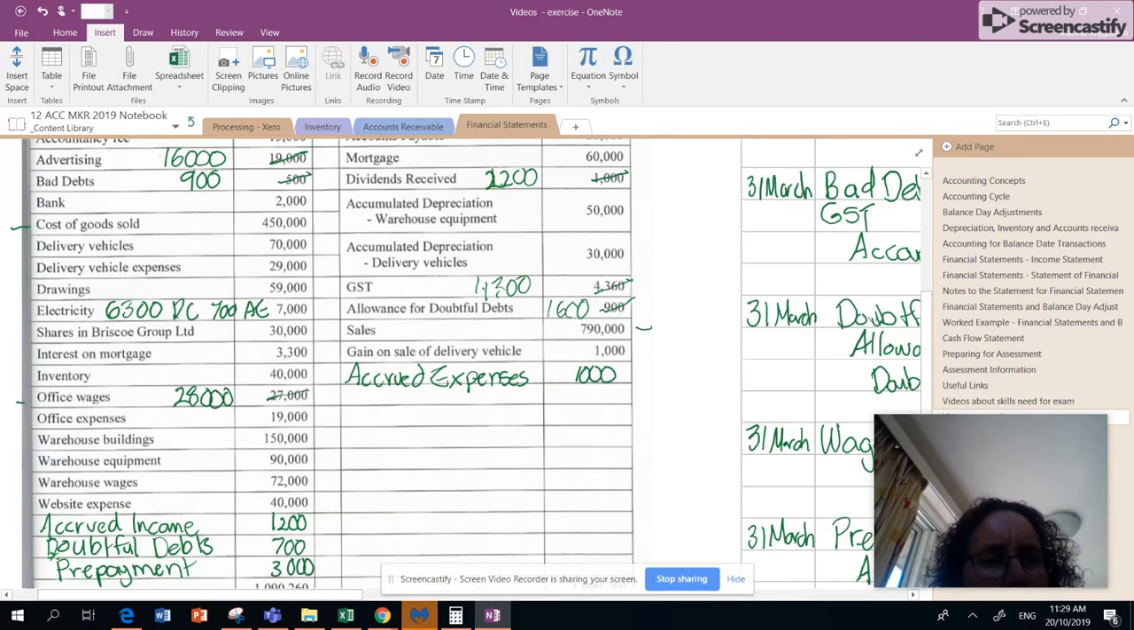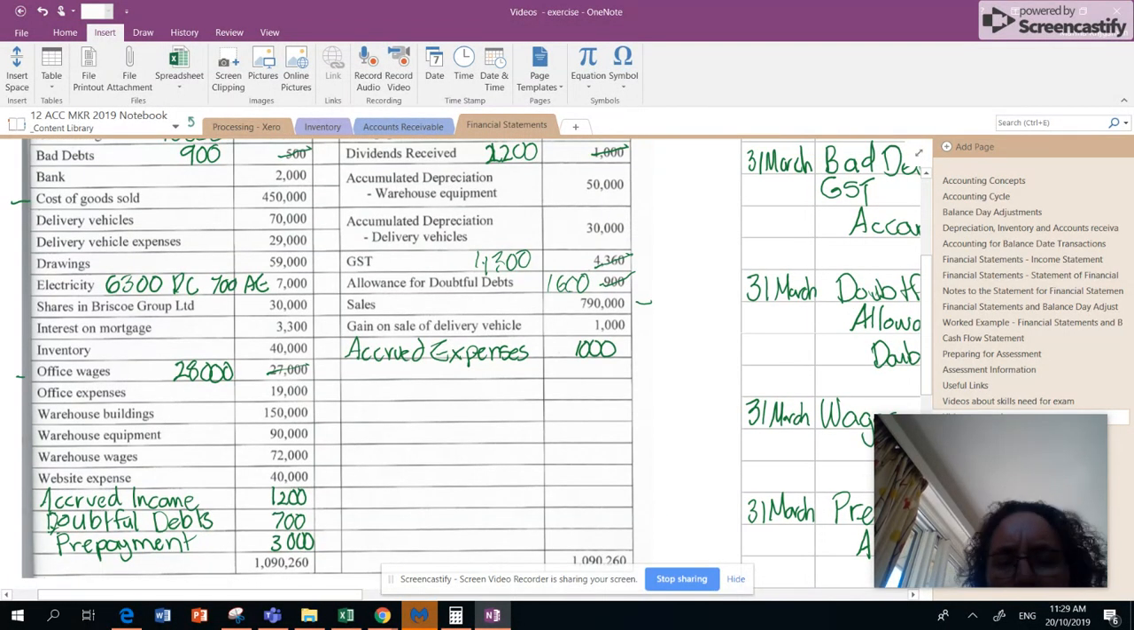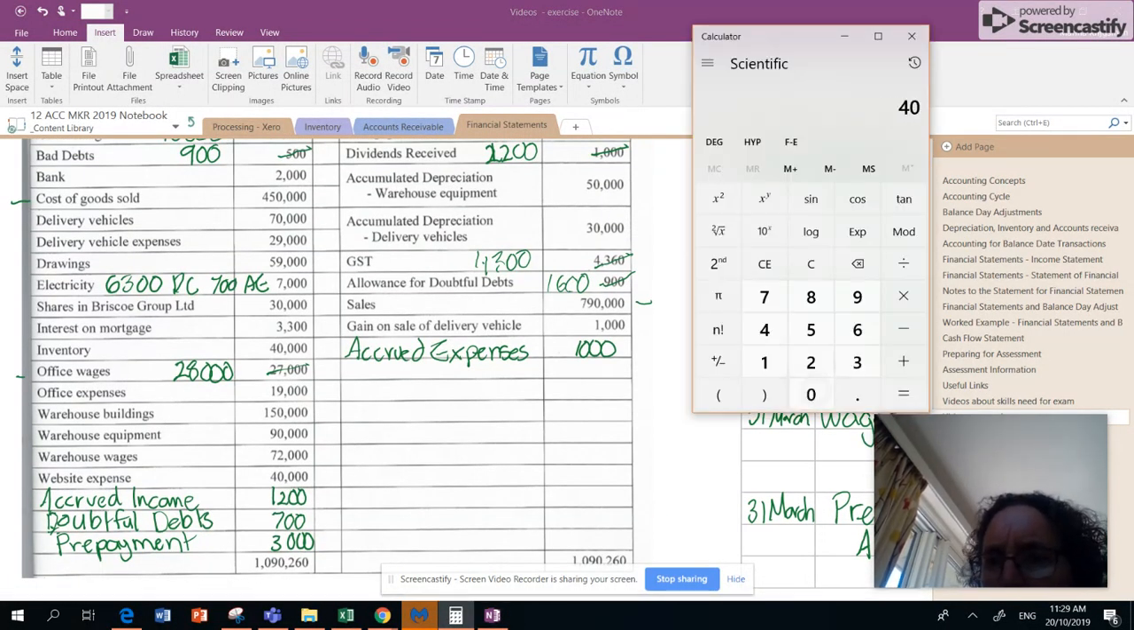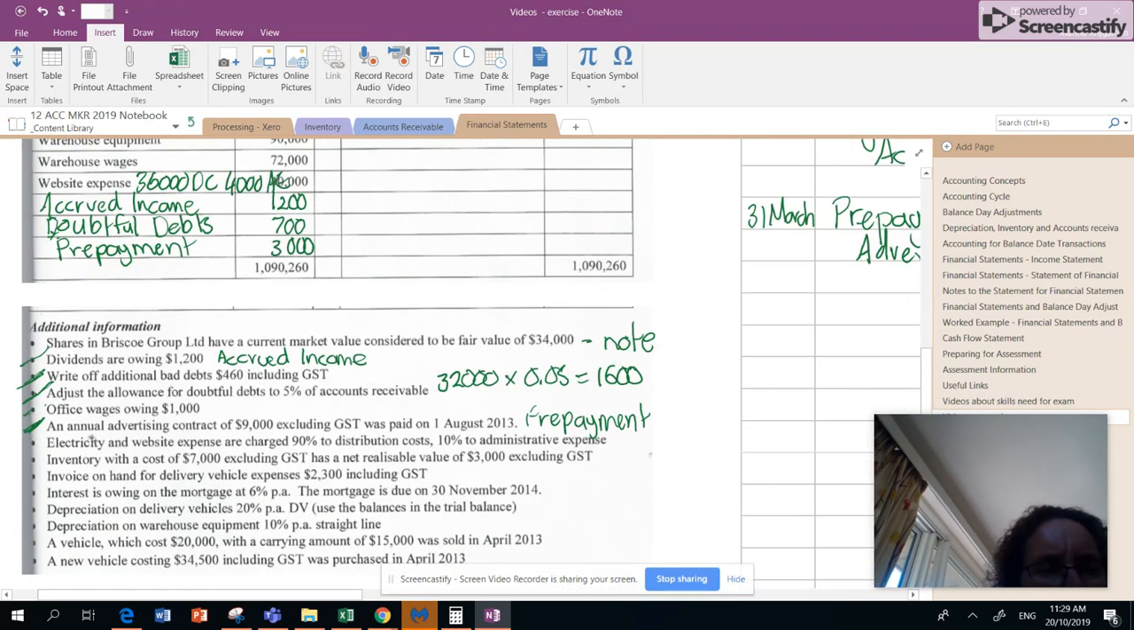And the other one that we were dealing with here was our website expense. So it's going to be 40,000 times 0.9. 36,000 is going to go to distribution costs. And that leaves us with 4,000 going to administrative expenses.